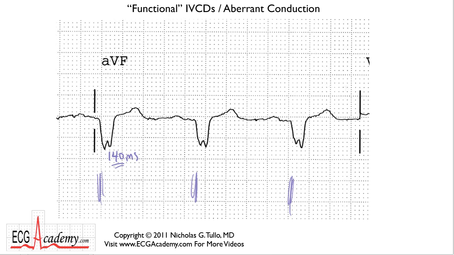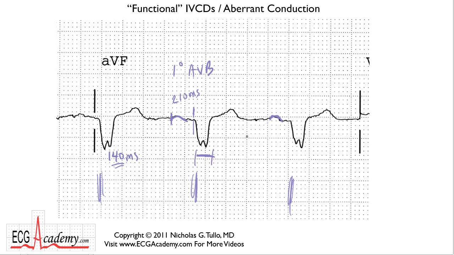We can see a very vague-looking P wave in front of every beat, and the PR interval, if the QRS complex starts here and the P wave starts about here, we're talking about maybe 200 or 210 milliseconds of a PR interval. So we have a first-degree AV block, and we also have this wide QRS complex, which could very well be a bundle branch block.